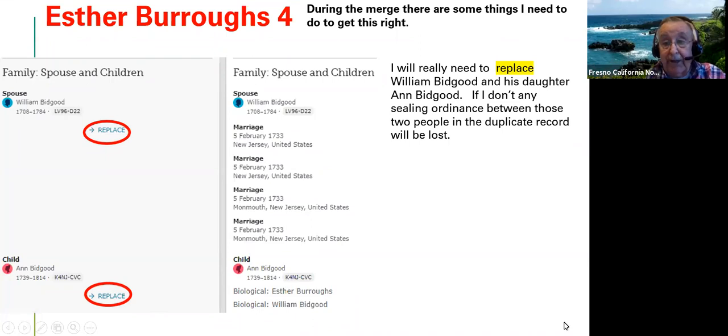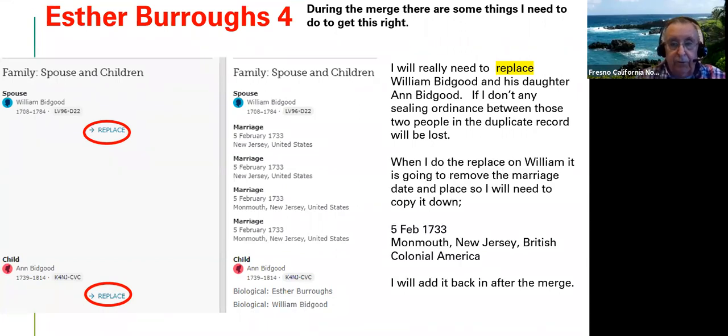Now, why do we have to click replace? We need to click replace because if there's a sealing ordinance for Anne to William and his wife, or William to his wife, and you don't bring them over in the replace, you will orphan that ordinance. And we'll show you what that looks like a little bit later. Always, the basic rule is this: when there are people in there that really exist, move them over. If they really exist and they're part of the family, just move them over and don't worry about them.